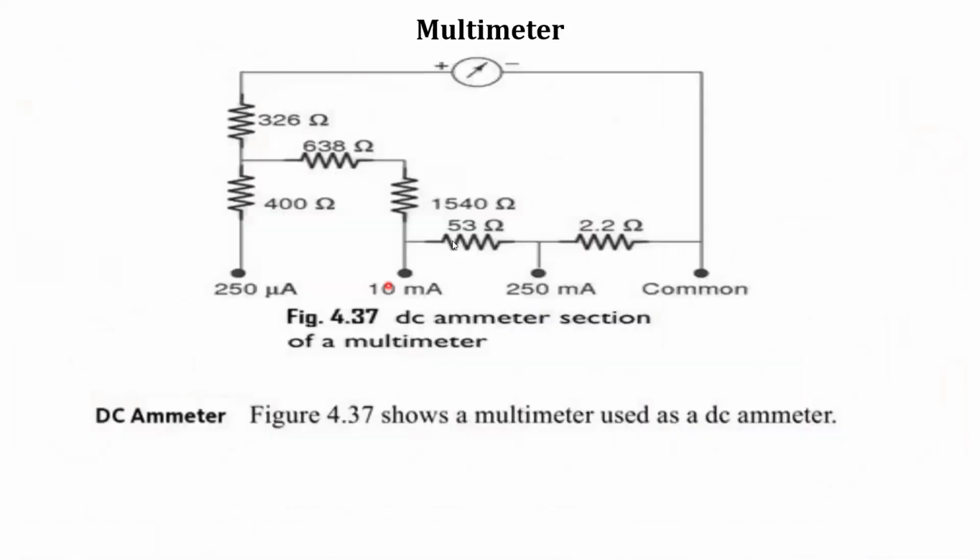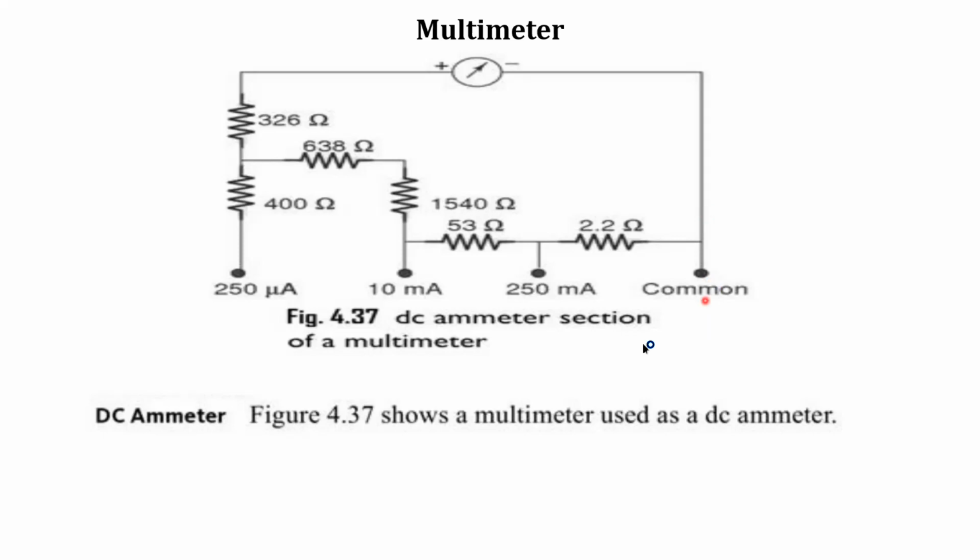This is the circuit diagram, with a modification. This is the DC ammeter section of the multimeter. In this also, these resistors are common, and in between some ranges are given. The first range is 250 microamperes, the smallest range, and thereafter 10 milliamps, and thereafter 250 milliamps, and thereafter the common terminal or ground terminal.